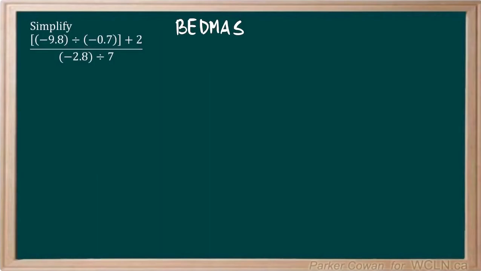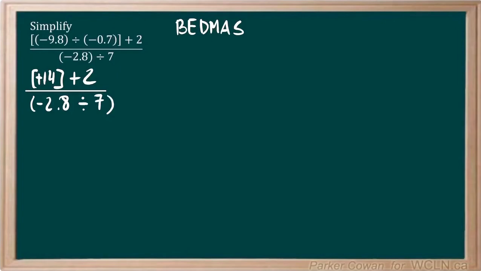If we punch that into our calculator, we will see that 9.8 divided by 0.7 is 14. And since we're dividing a negative by a negative, the two negatives cancel out and give us a positive. So we'll have positive 14 plus 2 all over negative 2.8 divided by 7.